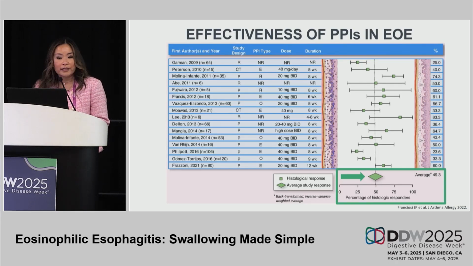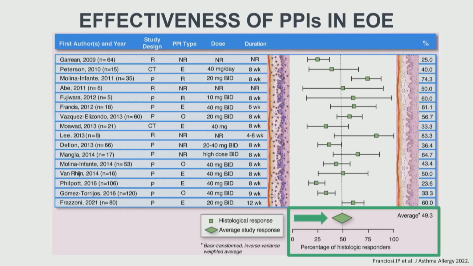There have been several studies evaluating the effectiveness of PPIs using various doses and duration, as noted here. The pooled response rate, indicated here by the green box, shows the overall histologic response rate is about 50% for PPIs in the treatment of EoE.